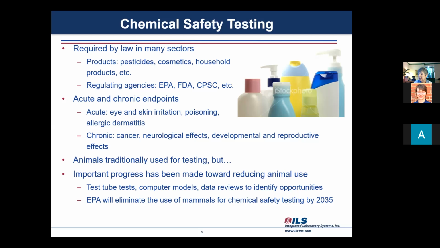And just to illustrate to you how far we've come on this, EPA announced a couple of years ago that they intend to eliminate the use of mammals for chemical safety testing by 2035. So most of this testing, when you think about animal testing, it's done in rats and mice. And they have said that we're not going to do that anymore by 2035, which is huge.